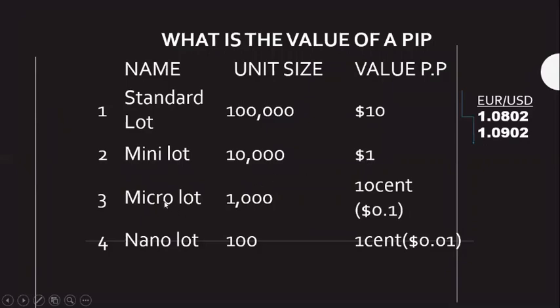Then we have the micro lot, which is 1,000 units. The value here is 10 cents, which is $0.1. Then the fourth one, I'm not going to be talking about this much. This is the nano lot. I'm not going to be concerned about this too much. The unit here is 100 and it's 1 cent.